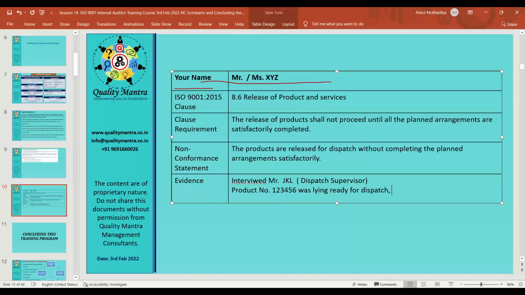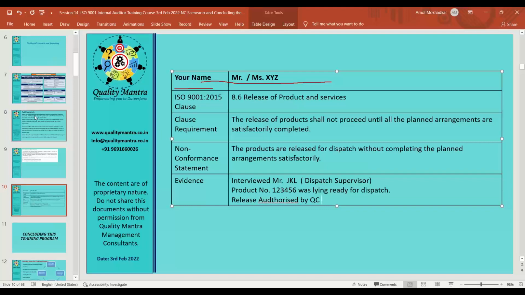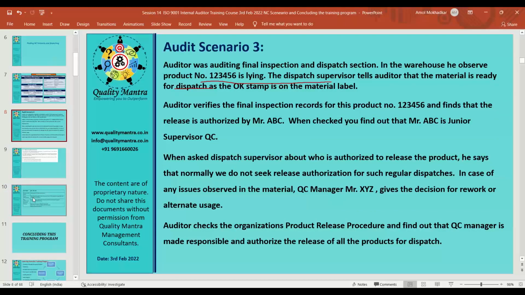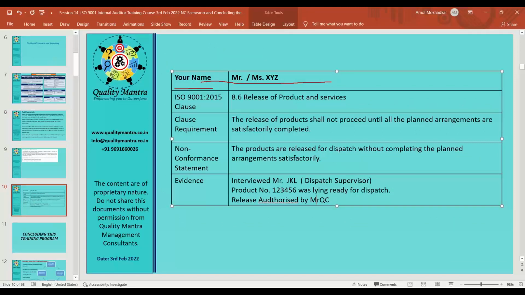इसका मतलब it has been cleared for dispatch, है ना? You have asked him, is it cleared for dispatch now? So he said yes, it can be sent to the customer. Now you can write authorize. You can say release, है ना? Release authorized by QC, junior supervisor QC, Mr. ABC. Junior supervisor QC, है ना?